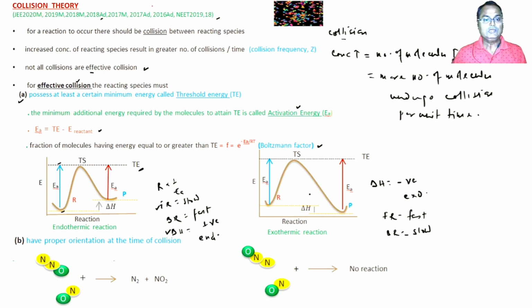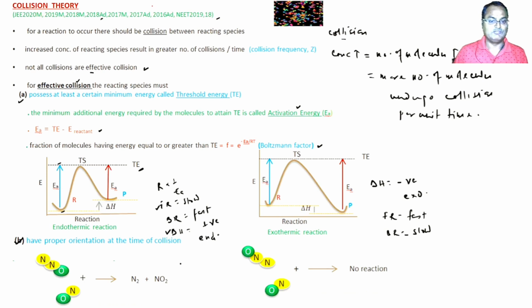In order to perform effective collisions, it means that there must be an energy barrier. It means that the reactant molecules must acquire this amount of energy. This is the minimum amount of energy required by the reactant molecules, and then after that they convert into product, right? Now the second factor is that the colliding molecules must have proper orientation. It means that they have proper orientation at the time of collisions.